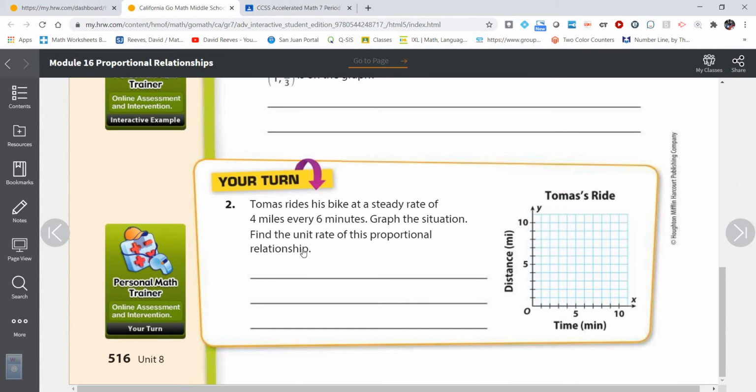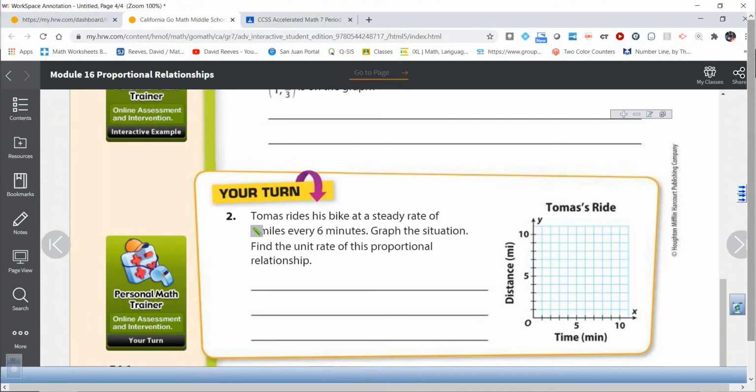All right, what about this one? Tomas rides his bike at a steady rate of 4 miles every 6 minutes. Graph the situation, find the unit rate. Okay, so they have given us the verbal description of this proportional relationship. 4 miles every 6 minutes. This is a steady rate. This is a proportional relationship. So I immediately know that 0, 0 is going to be on this graph. It's going to contain the point 0, 0.